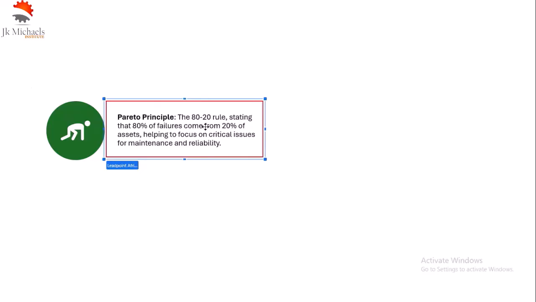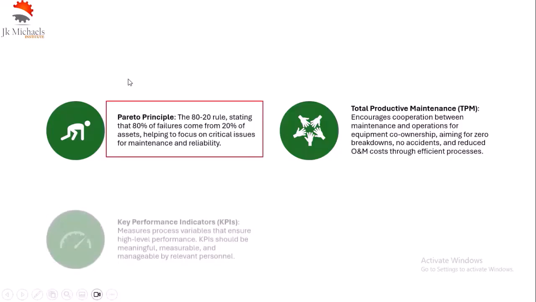Now, that's even coming from 20% of assets. It could be 80% of issues will come from 20% of causes. Right. And then we use this to be able to narrow down on the most critical causes of asset failure. And when we are able to address that, we improve our performance in maintenance and reliability.